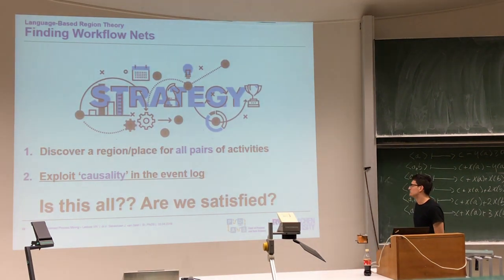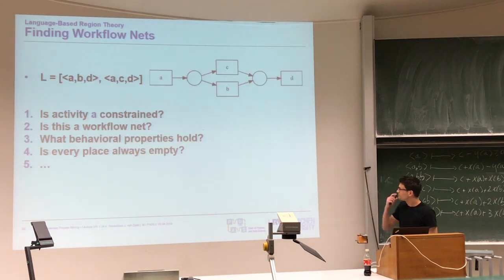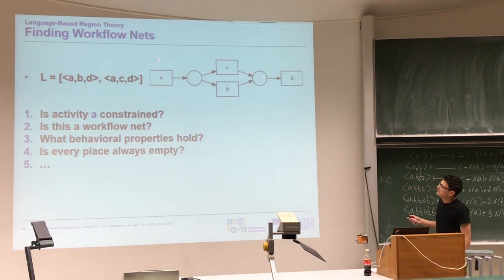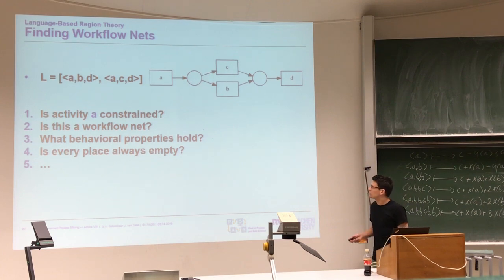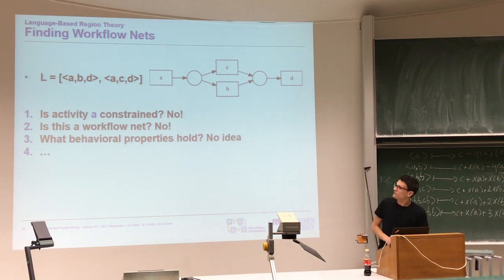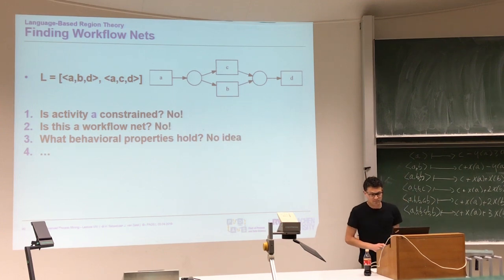But we are of course not satisfied with this result. Why? Essentially, this A can be fired at any point in time, as much as we want. It's not really a workflow net because it has no source and sink. We don't know what behavioral properties hold, etc.